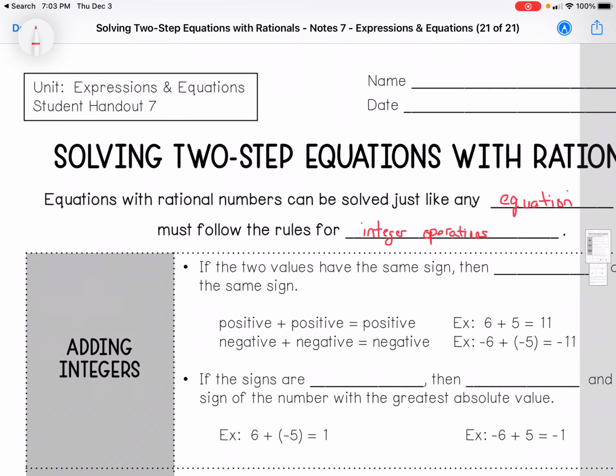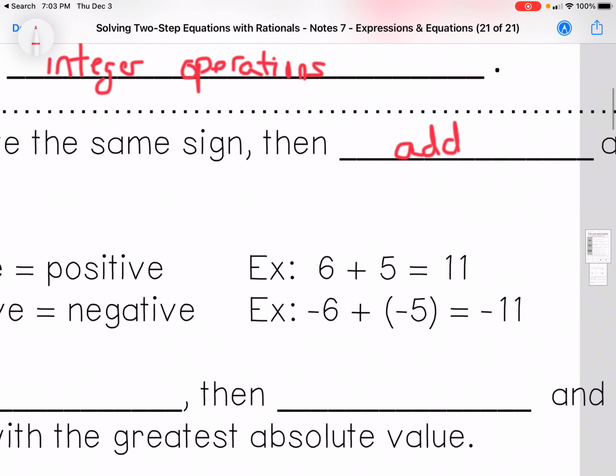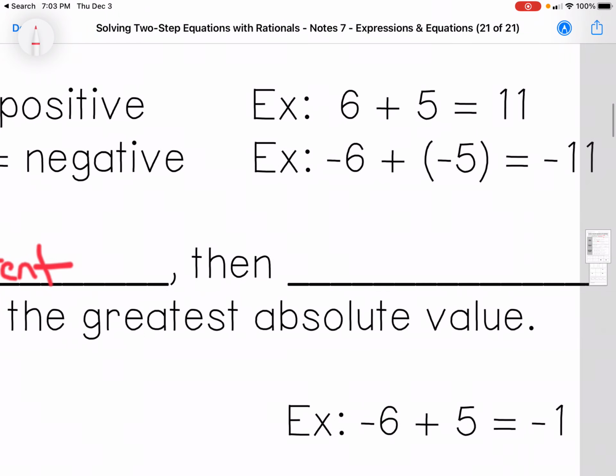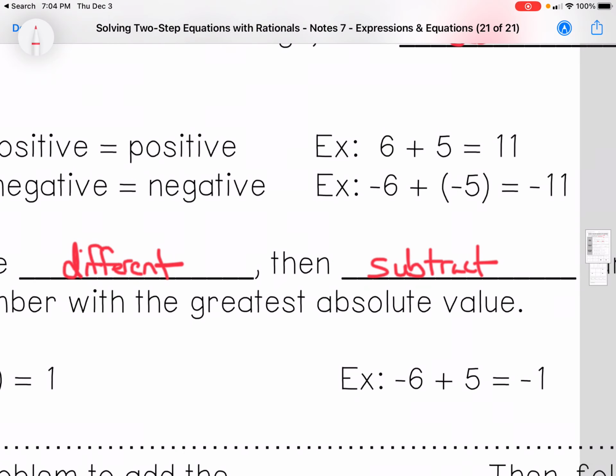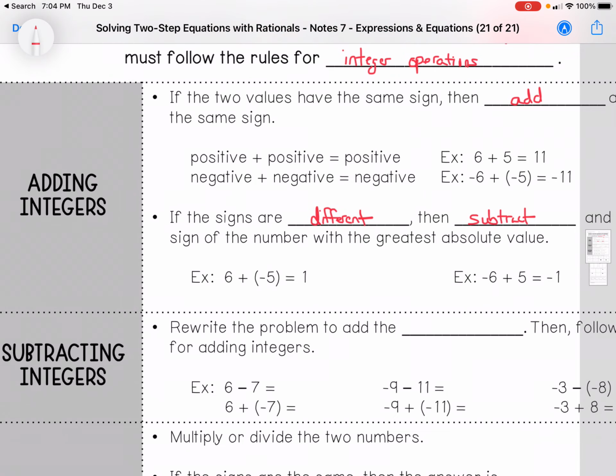All right, let's explain what all that means. It means that if we are adding integers, if the two values have the same sign, then we are going to add and use the same sign. And there's some examples below. If the signs are different, then we are going to do what? Subtract. Yes, I know you have your calculator and you don't think you need to know all these, but you actually do. Okay, we've already covered all these. This is just a little bit of a review.